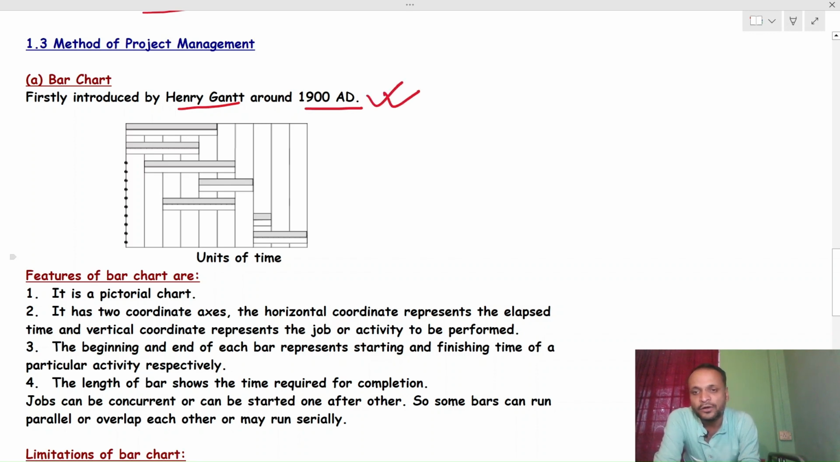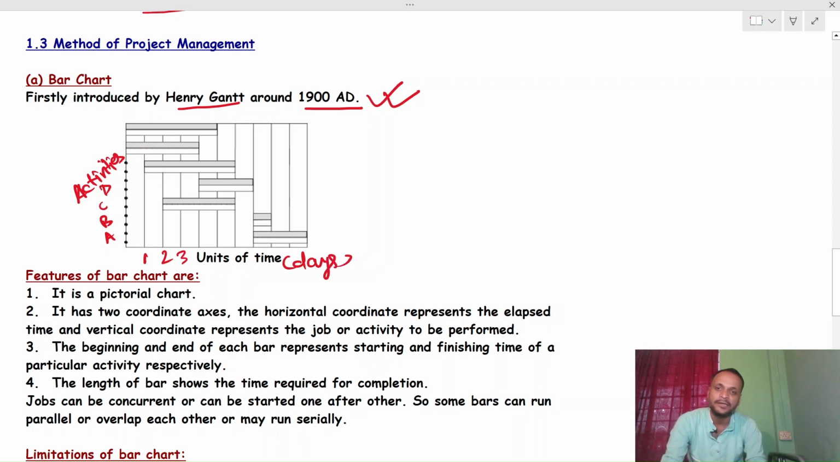So in that case, the horizontal axis will give you the units of time and the vertical axis will be the activities. Let us consider activities A, B, C, D like that, and time is 1, 2, 3 days. Let us consider it is in days. It was first introduced by Henry Gantt around 1900 AD.